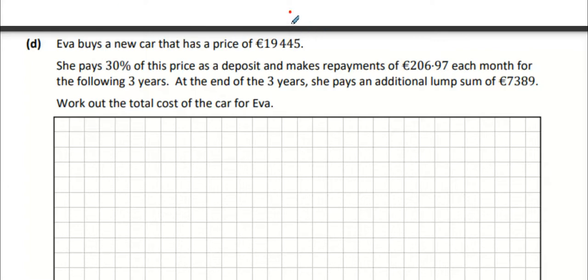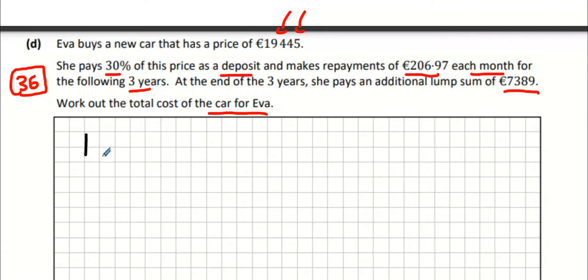Ava buys a new car for 19,445. She pays 30% of the price as a deposit and makes repayments of this much each month for the following 3 years. So 3 multiplied by 12 would be 36 months of payments, so 36 payments. At the end of 3 years, she pays the additional lump sum of 7,389. Work out the total cost of the car for Ava.